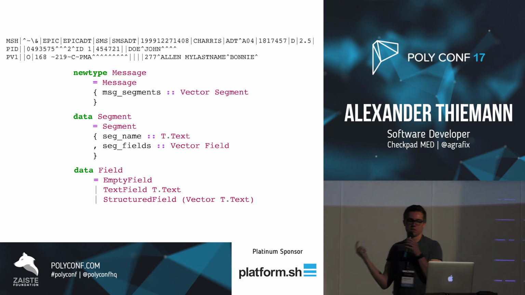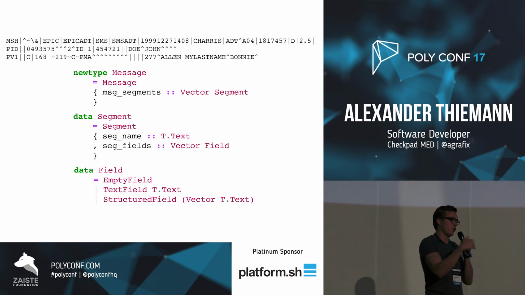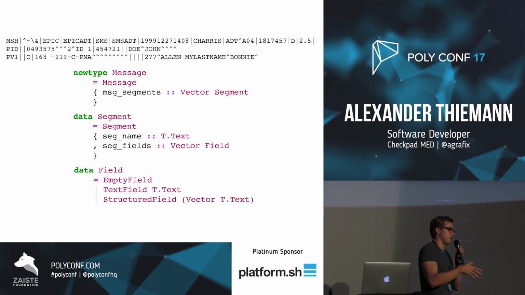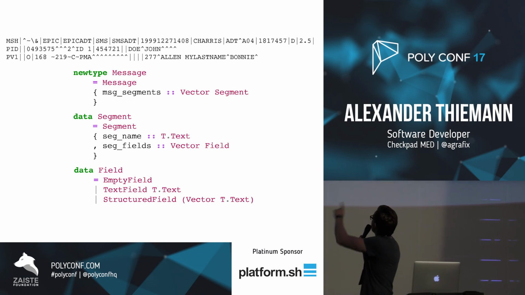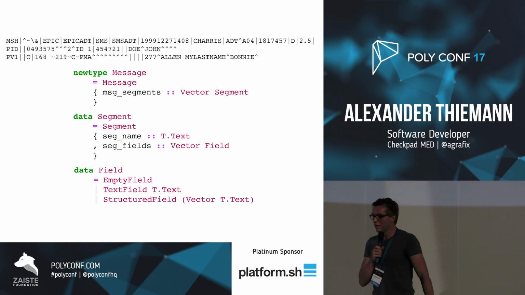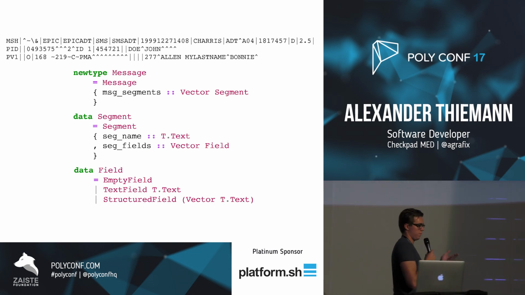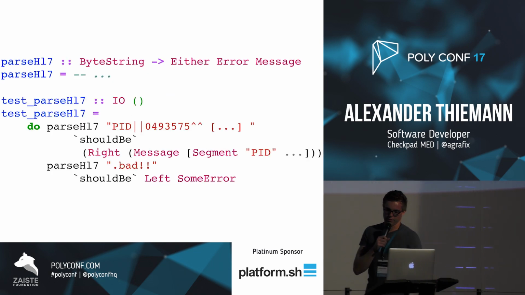So then we have a text field that's just plain text content, and you can also continue to structure these fields and have multiple fields inside fields, something like that. So we represent this in the last case down here with the structured field option, right? So now we have a Haskell description of the HL7 message, and the next step is to parse it, right?